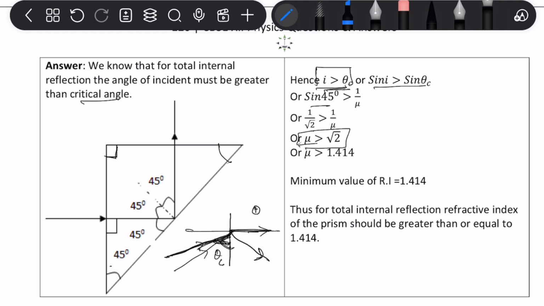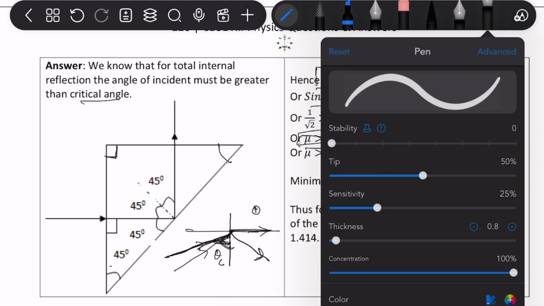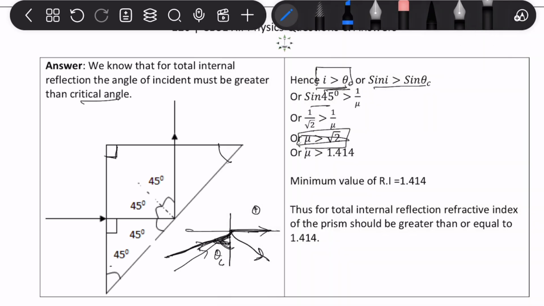So the refractive index should be greater than that. We have different glasses, prism, crown glass, different types of glasses for which the refractive index differs. So the refractive index of that glass should be greater than 1.414, and the minimum value is 1.4. Thus, for total internal reflection, the refractive index of the prism should be greater than or equal to root 2.